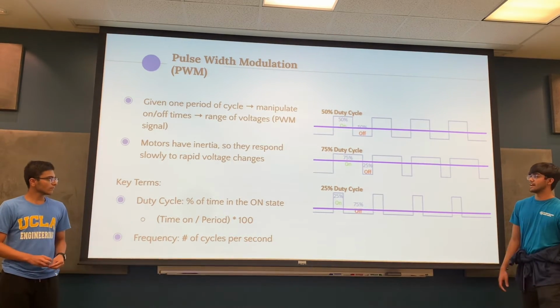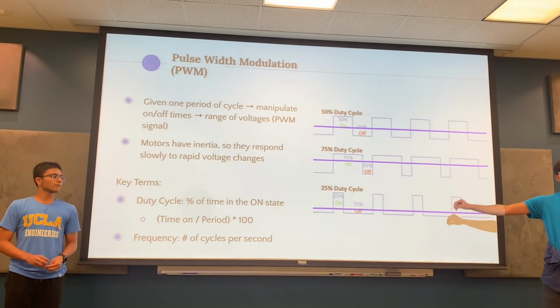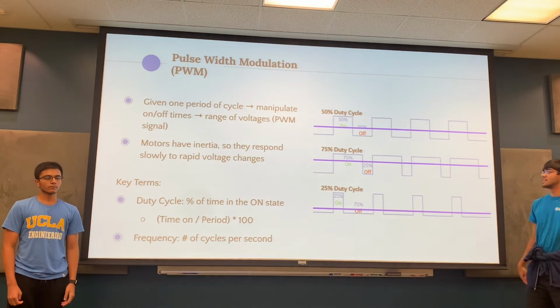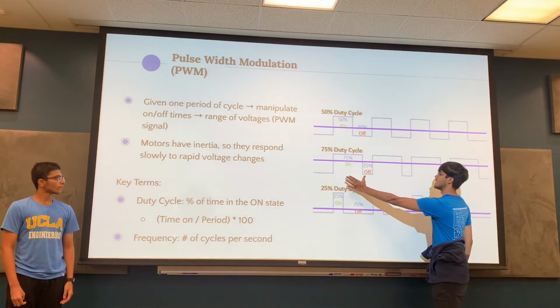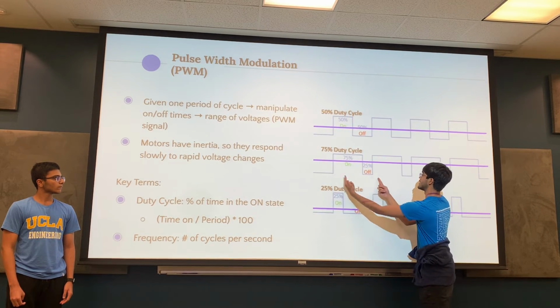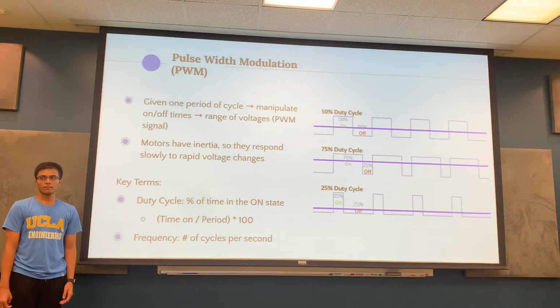And of course, frequency depends on the number of cycles per second, and a cycle is defined by the period. The period is just one segment of on and off. So this is one period from here to here, and this is another period, and it keeps on going. Are there any questions about this?